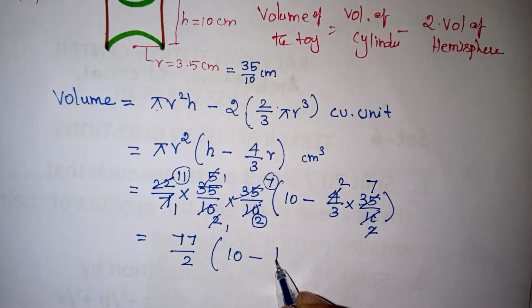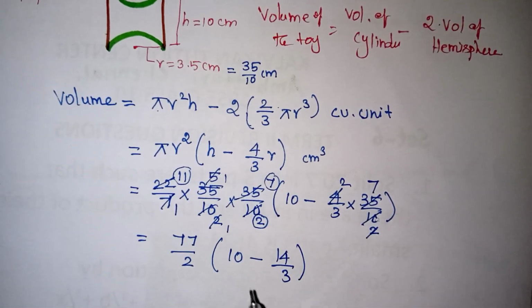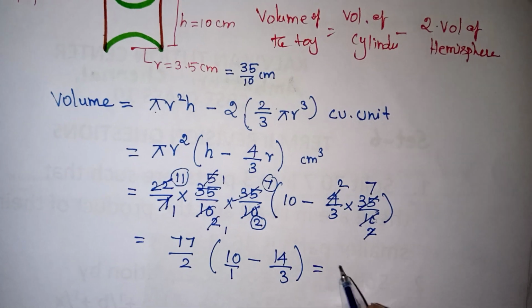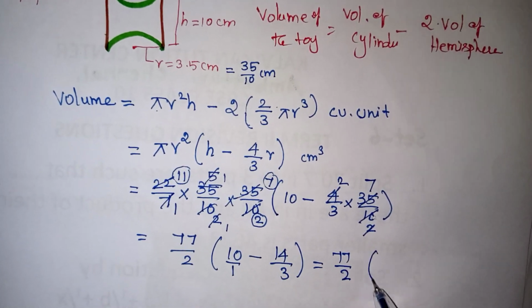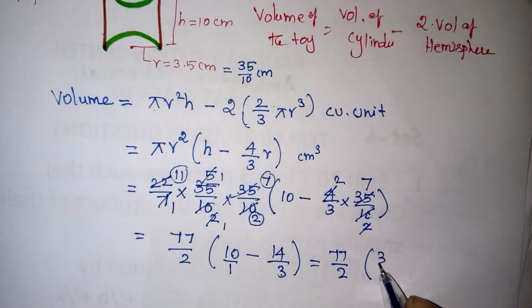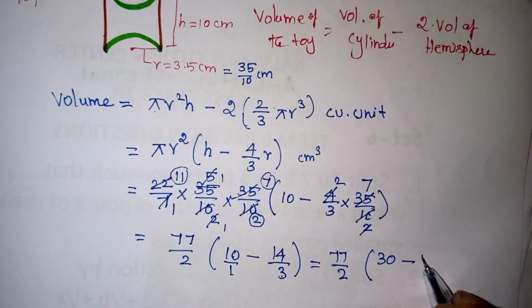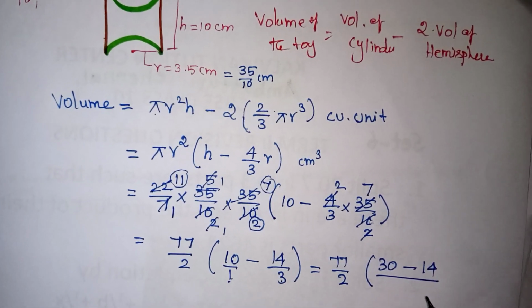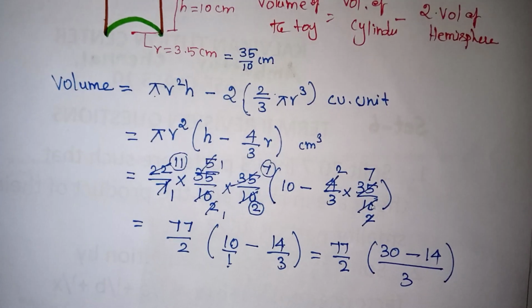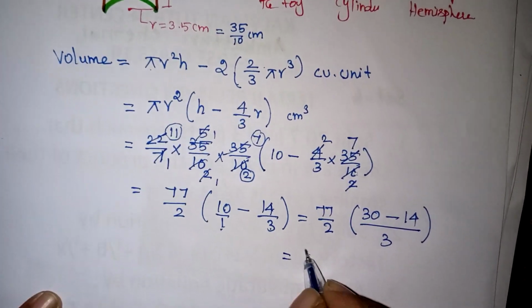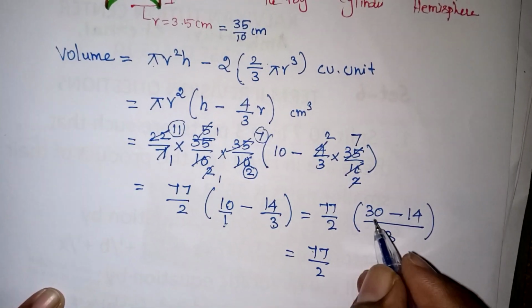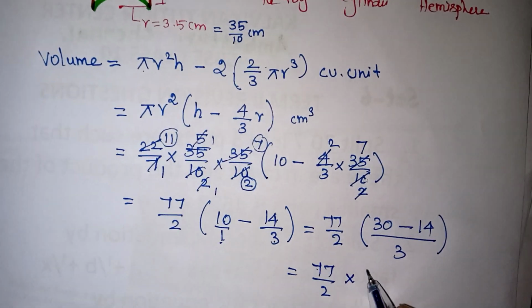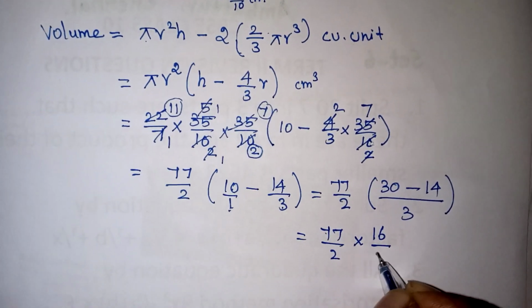So 7 2s are 14 by 3 we are getting. First we have to take an LCM inside. 77 by 2 you keep as it is. 3 into 10 will be 30 minus 1 into 14 will be 14, divided by 1 3s are 3, we can write it. Now cancellation, subtraction first. 30 minus 14 will give you 16 by 3.